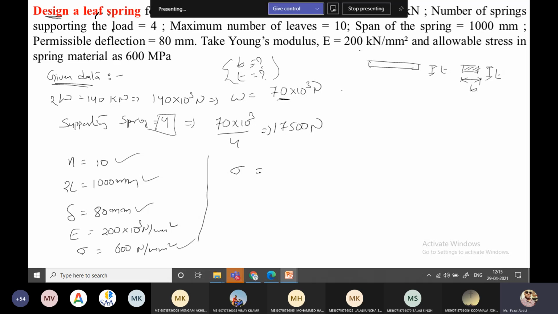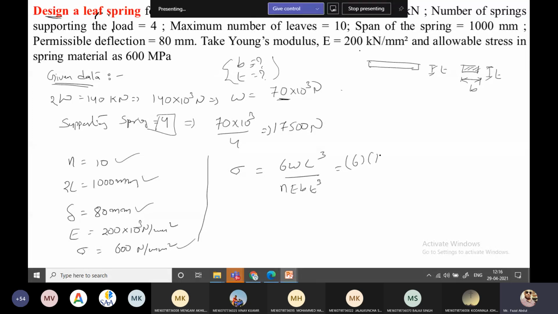Stress equals 6WL cube by NEBT cube. Here the load we calculated, the L value is given in the question, the number of springs is also given, and BT cube we don't know. So substitute all the values here.